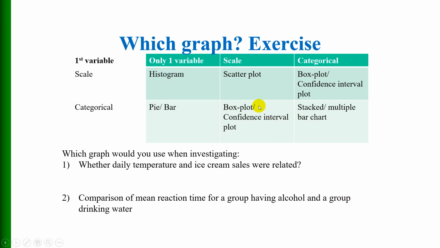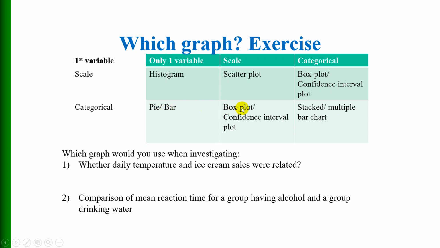Which graph may we use? For scale, if there is only one variable, then we use a histogram. We may also use a scatter plot. If the variable is categorical, then we may use a box plot, confidence interval plot, and so on.